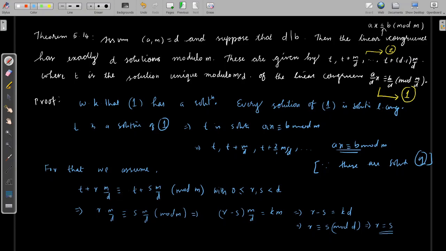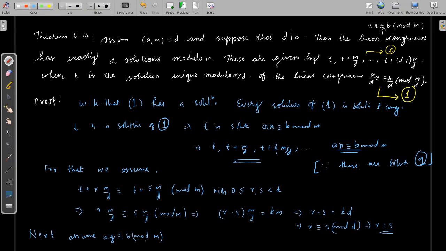So we can say that these are all incongruent modulo m, or distinct solutions, as far as ax ≡ b mod m is concerned. Next we have to prove that if y is any solution, then y takes the form t, or t + m/d, or t + 2m/d, etc. That means every solution takes one of these forms. That means if y satisfies ay ≡ b mod m, we will prove that y is one of these values t, t + m/d, t + 2m/d, etc.